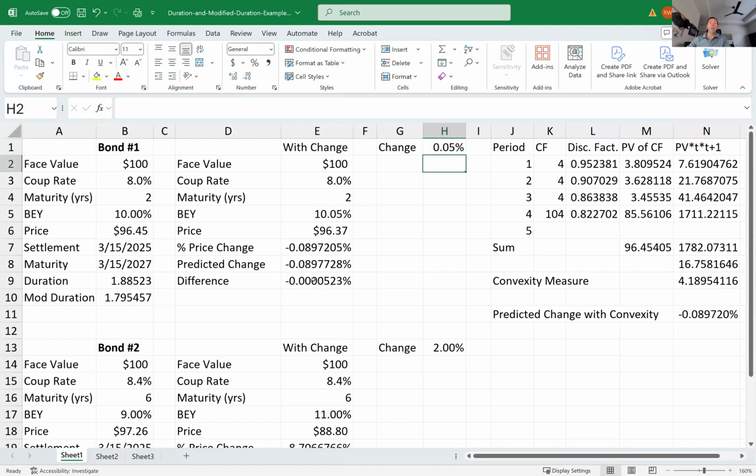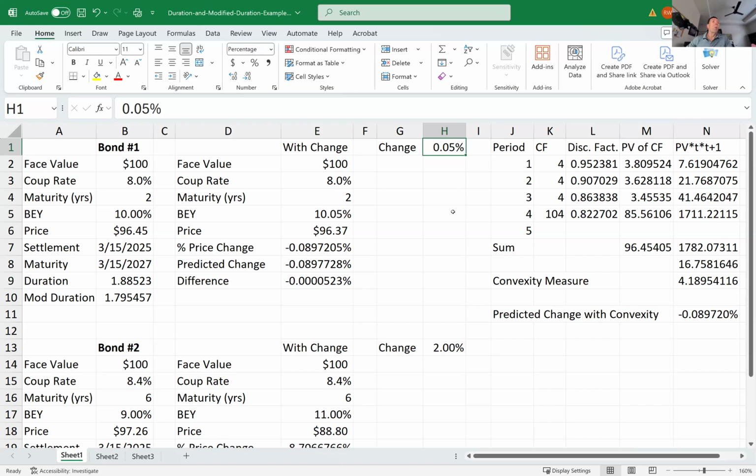Now we're talking about, you can see that the predicted change was 0.08977 and it was 0.08972. We're talking about really small differences here in terms of how much it is off by. So modified duration does a very good job for relatively small changes in interest rates there.